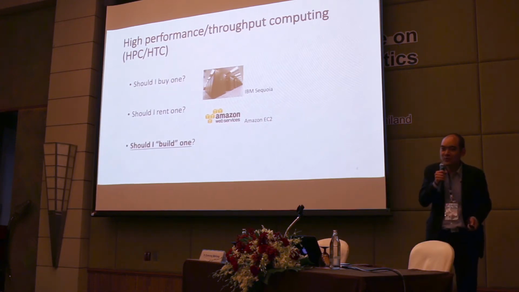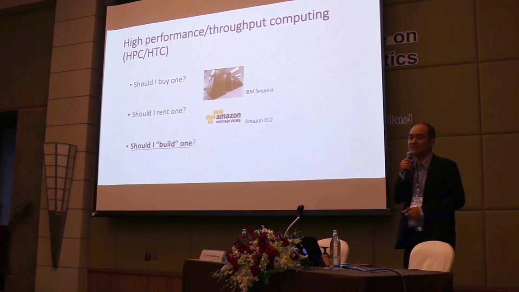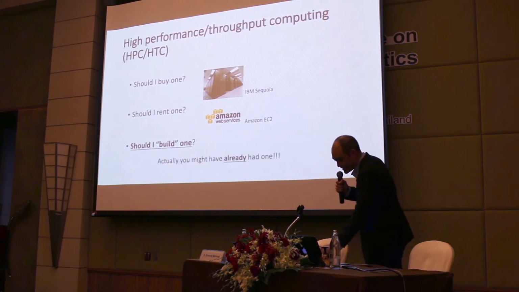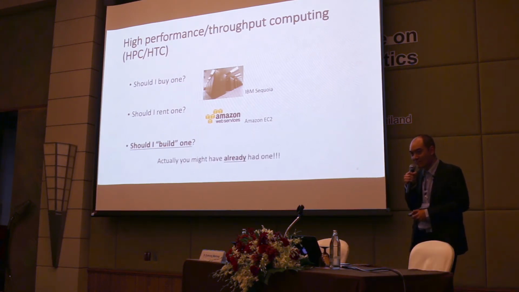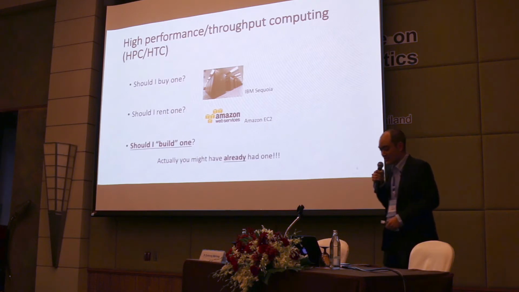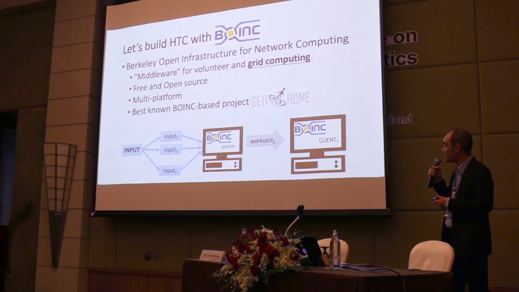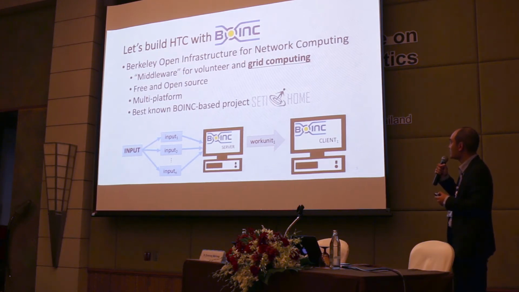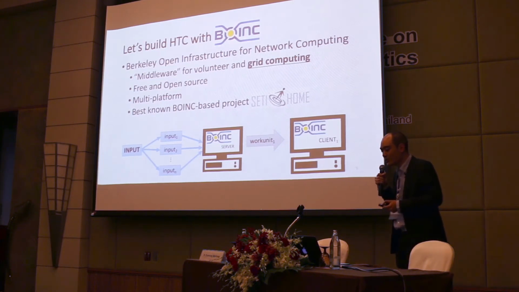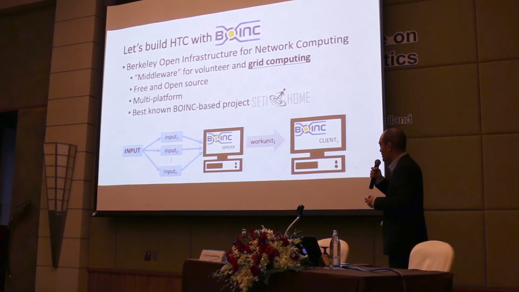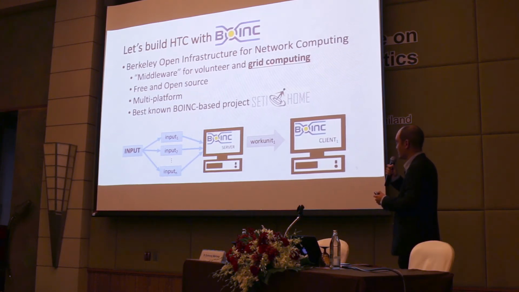But today I'd like to give you another option: why don't we build one? Actually, some of you might already have one on your campus, but you don't know it. We can build it with a system called BOINC. BOINC is from Berkeley Open Infrastructure for Network Computing. This is the middleware. It helps deal with volunteer computing and grid computing. But for today, we're going to focus on grid computing.